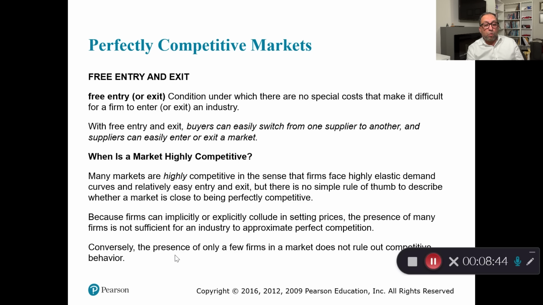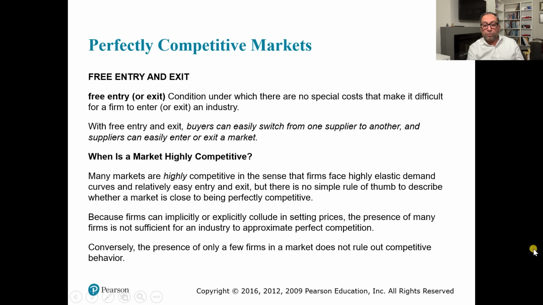So when is a market highly competitive? Many markets are highly competitive in the sense that firms face highly elastic demand curves and relatively easy entry and exit. But there is no simple rule of thumb to describe whether a market is close to being perfectly competitive. Because firms may implicitly or explicitly collude in setting price, the presence of many firms is not sufficient for an industry to approximate perfect competition. Conversely, the presence of only a few firms in a market does not rule out competitive behavior.